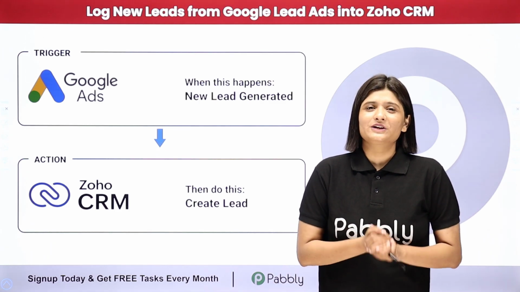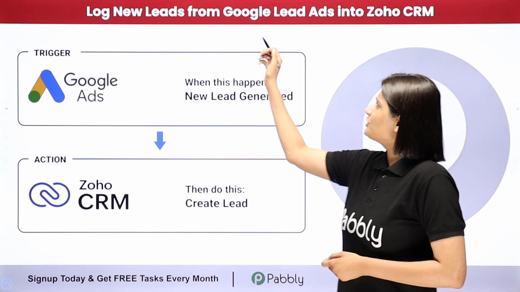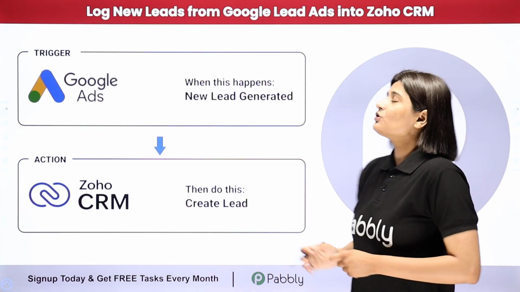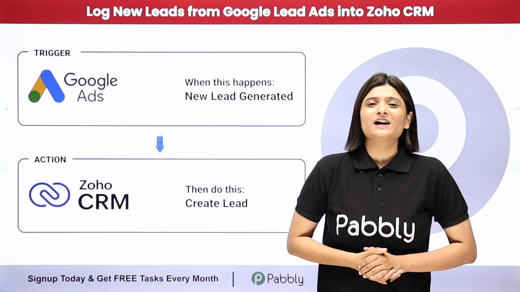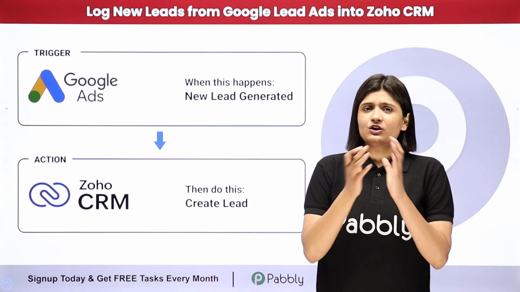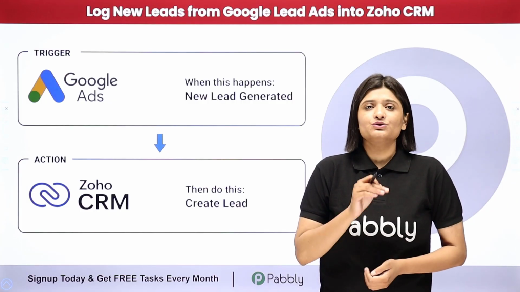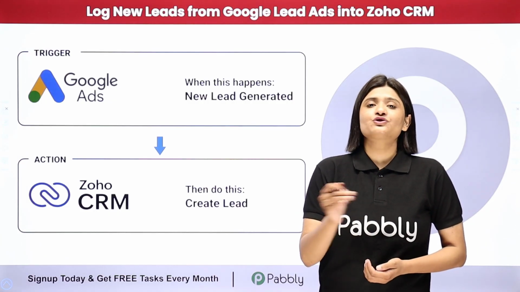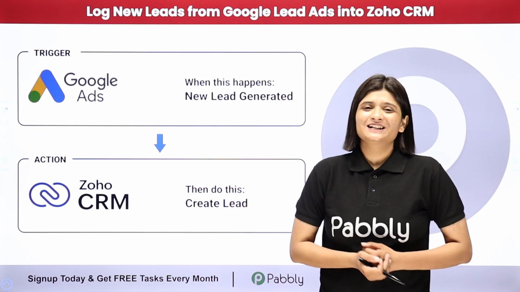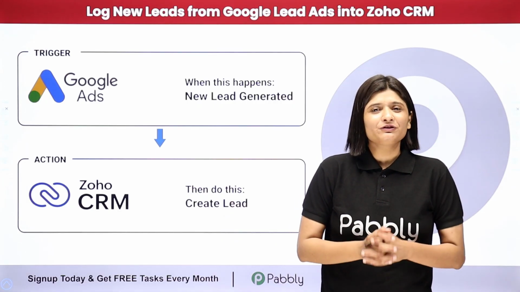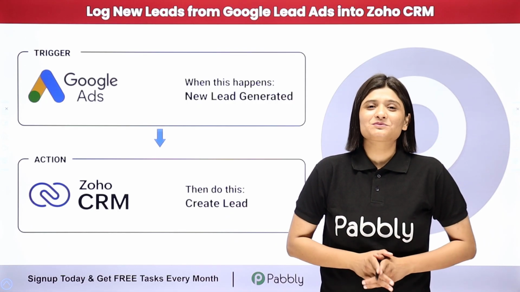In this video, we are going to learn how to log new leads from Google Lead Ads into Zoho CRM. So let's suppose I'm running a business and I'm capturing all the leads with the help of Google Ads. I want that whenever I receive a new lead, automatically the lead details should be added to my Zoho CRM. Doing this manually will consume a lot of time, so I've completely automated this process.